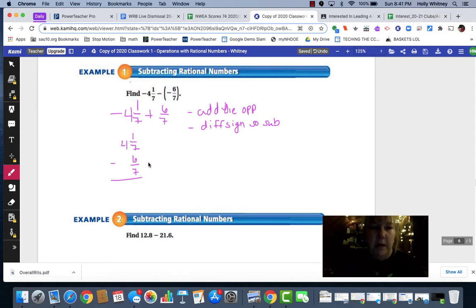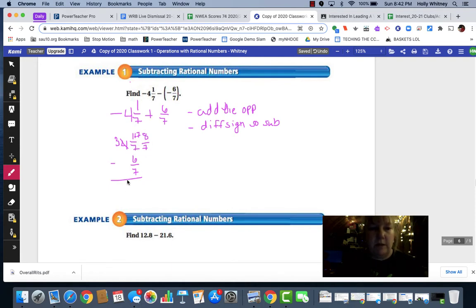So what I'm going to do is, can I take 6/7 away from 1/7? And I cannot. So I need to borrow. So I'm going to take 1 whole away from the 4 and change that to 3. Then I'm going to add 7/7. So if I add 7, I will end up with 8/7. So see how I took 1 whole one, which is 7/7. So 7/7 plus 1/7 gives me 8/7.